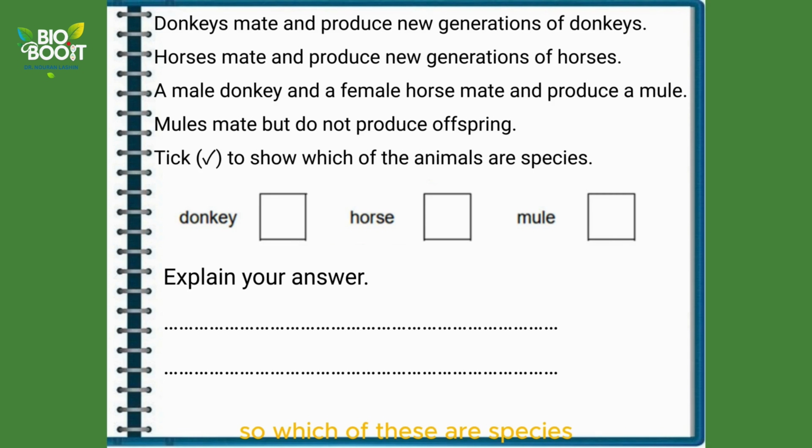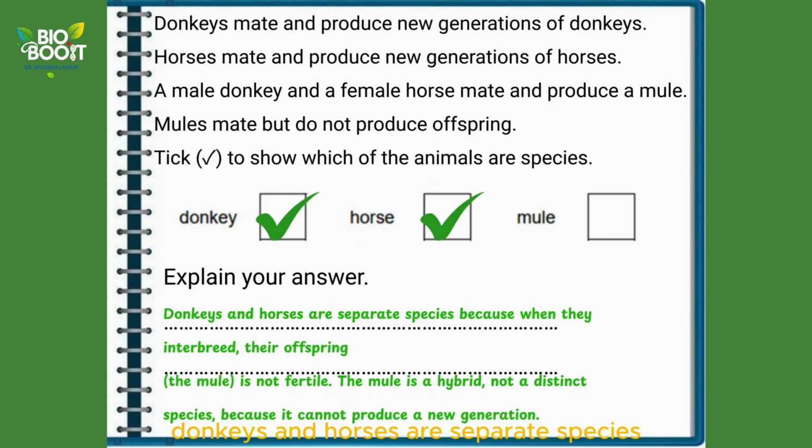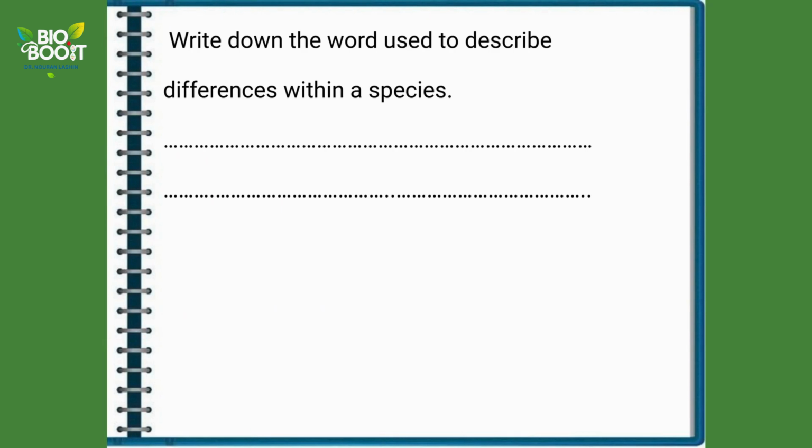So which of these are species? Let's tick the boxes. Donkeys and horses are separate species, because when they interbreed their offspring, the mule, is not fertile. The mule is a hybrid, not a distinct species, because it cannot produce a new generation.